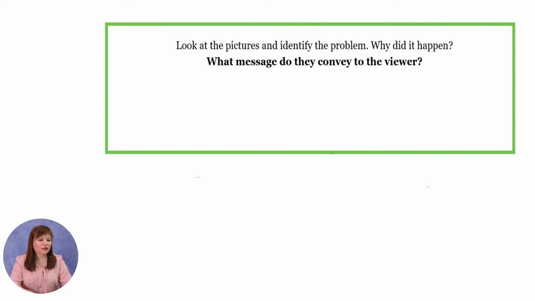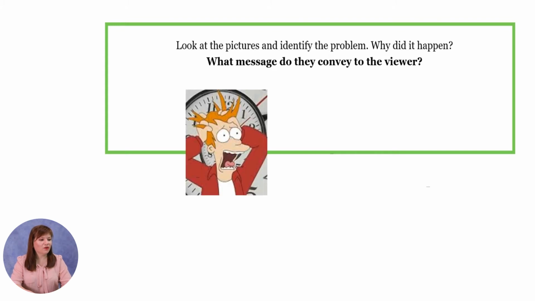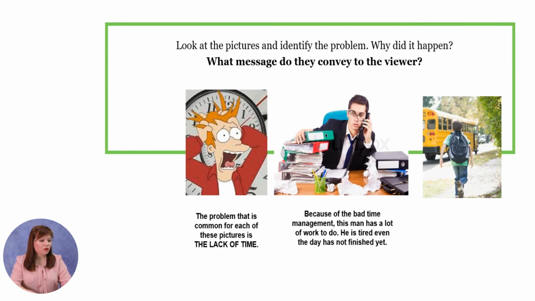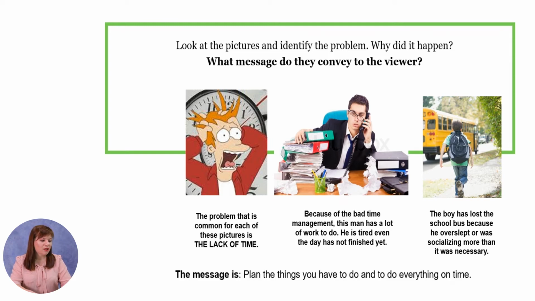Look at the pictures and identify the problem. Why did it happen? What message do they convey to the viewer? The problem that is common for each of these pictures is the lack of time. Because of bad time management, this man has a lot of work to do. He is tired even the day has not finished yet. The boy has lost the school bus because he overslept or was socializing more than it is necessary. The message is plan the thing you have to do and do everything on time.